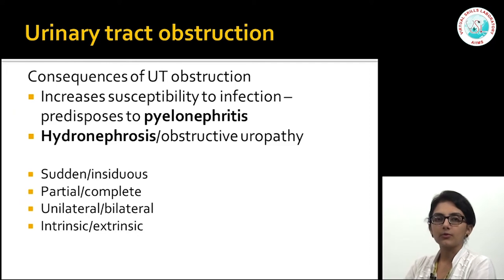So let's move on now to urinary tract obstruction. What happens because of the obstruction and what are the various causes? Of course, the most important consequence of any urinary tract obstruction, as we've already discussed, is an increased susceptibility to infection and therefore pyelonephritis. However, in the absence of infection, just an obstructive uropathy can result in a hydronephrosis, which we commonly see.